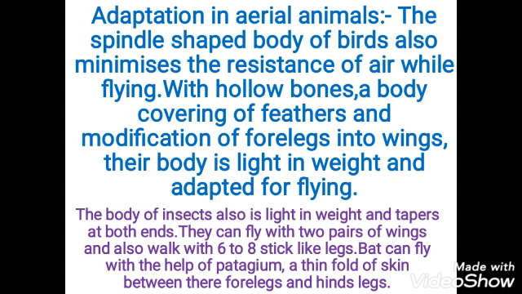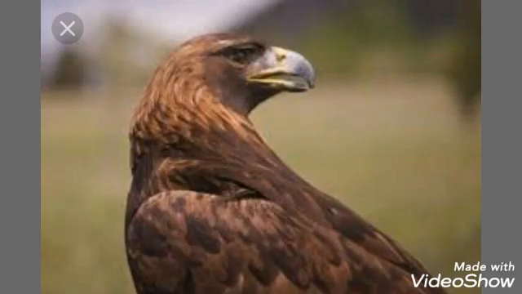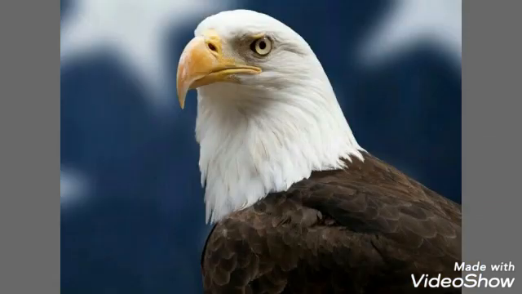Adaptation in aerial animals. The spindle-shaped body of birds minimizes the resistance of air while flying. With hollow bones, a body covering of feathers and modification of forelegs into wings, the body is light in weight and adapted for flying. The body of insects also shows adaptation. They have 6 to 8 pairs of wings.